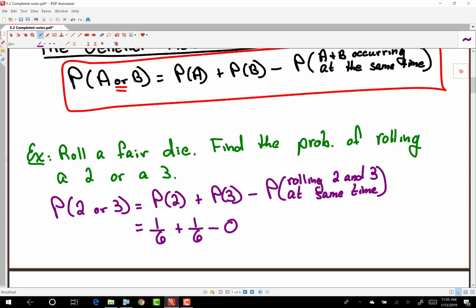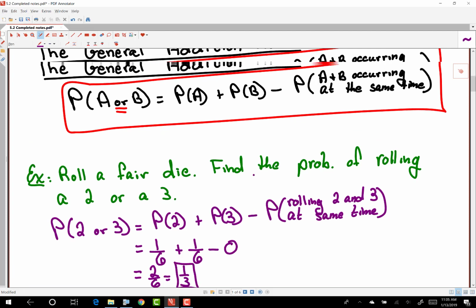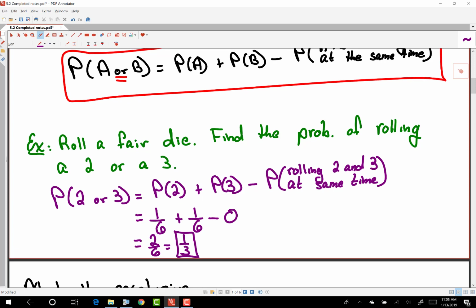And sometimes that will happen, where it's impossible for the two events to occur at the same time. And so that leaves us with 2 out of 6, which of course is 1/3. And the same thing we got just doing it by counting earlier. Now when this happens, when this is equal to 0, we say that the two events are mutually exclusive. And we'll formally define that, but it just means that it's impossible for the two events to occur at the same time.